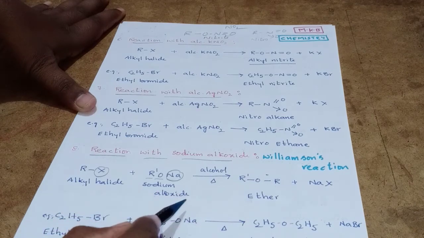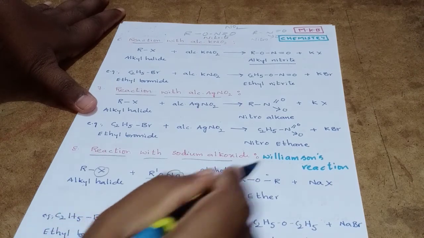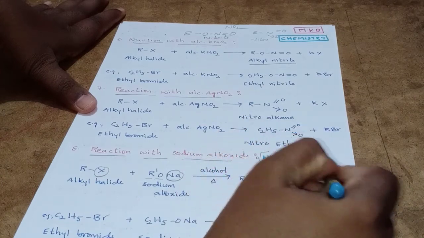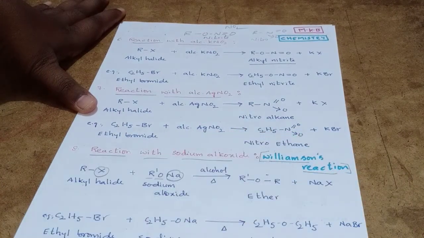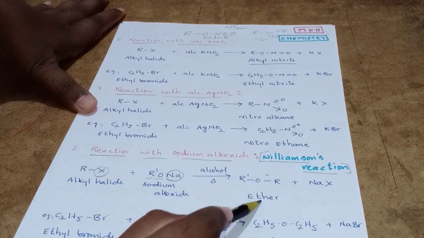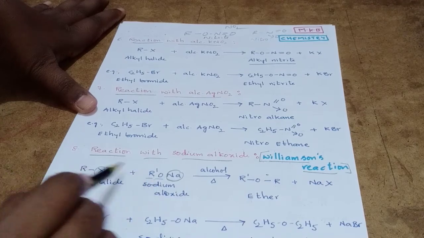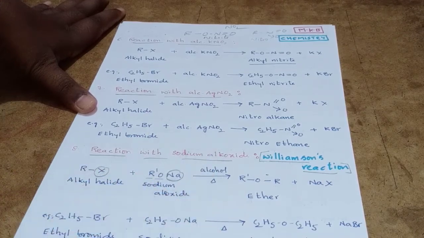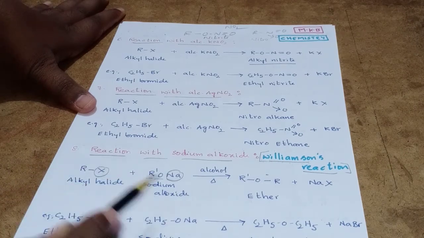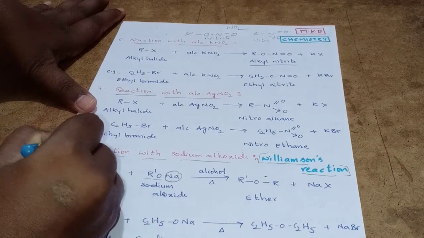This is a very important reaction for exam purposes. The name of this reaction is Williamson's reaction or Williamson's ether synthesis. That means we are going to synthesize ethers by reacting alkyl halide with sodium alkoxide. These alkyl groups may be similar or they may be different. Suppose I take similar groups, C2H5Br and C2H5ONa, then the ether will be a symmetrical ether, diethyl ether. If I take different alkyl groups, I will get an unsymmetrical ether. So this is Williamson's reaction, very important.